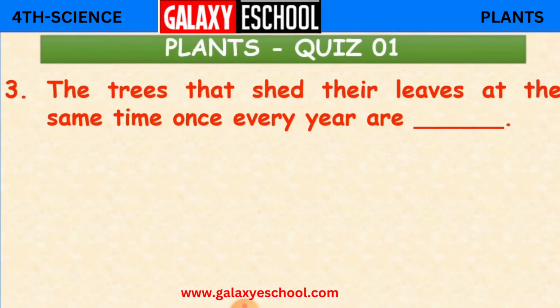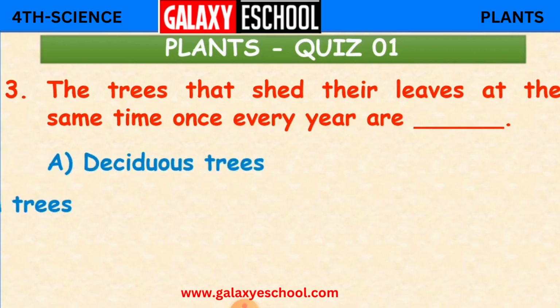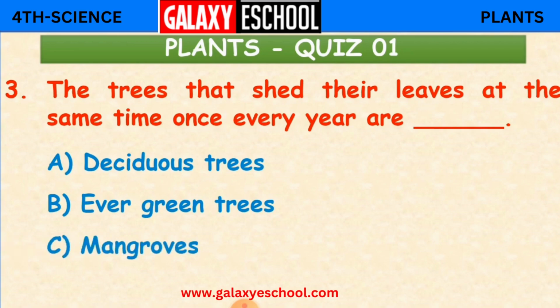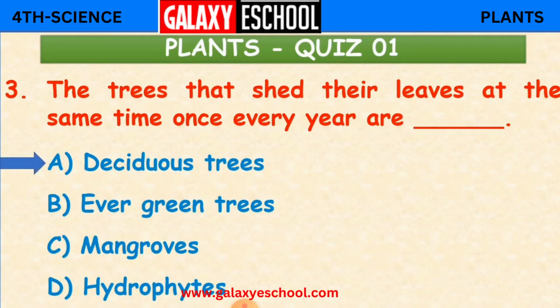The third one is: the trees that shed their leaves at the same time once every year are called dash. What did I say, children? You remember? The trees which grow in cold regions shed their leaves once, in winters, to protect themselves from the cold. That type of trees are called what? Yes, it is deciduous trees, option A. Okay, children? Clear?